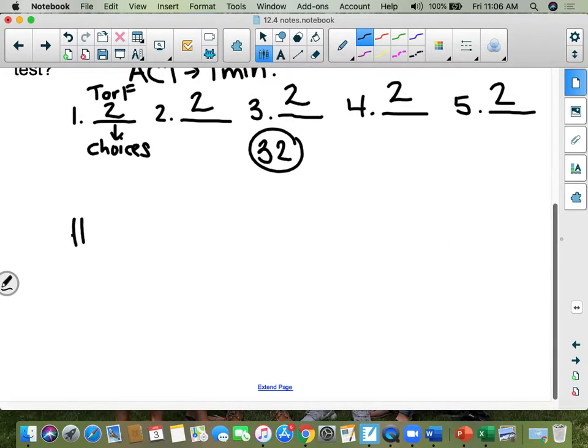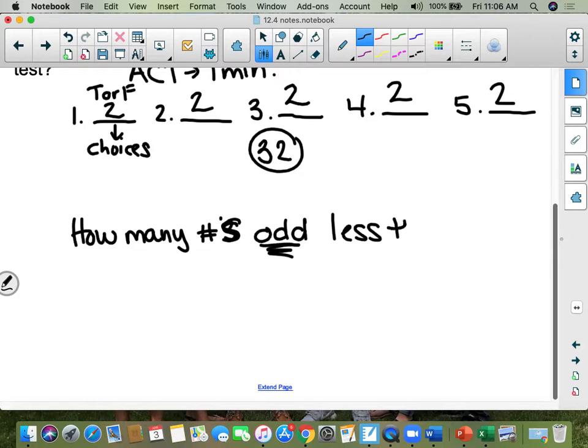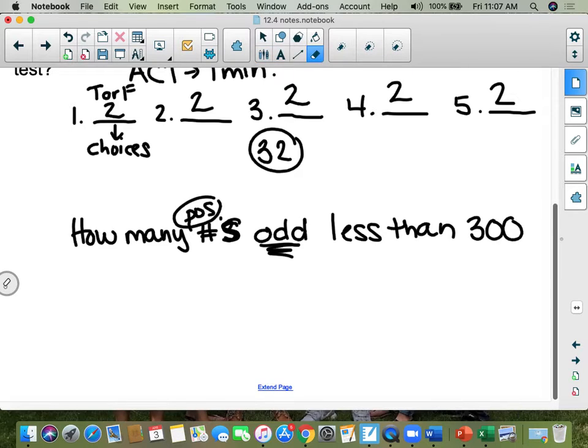Let's do one more. How many odd numbers, I don't know why I put a 3 there, how many positive odd numbers less than 300? Let's go 300, yeah, let's just go 300. How many positive odd numbers less than 300 are there?